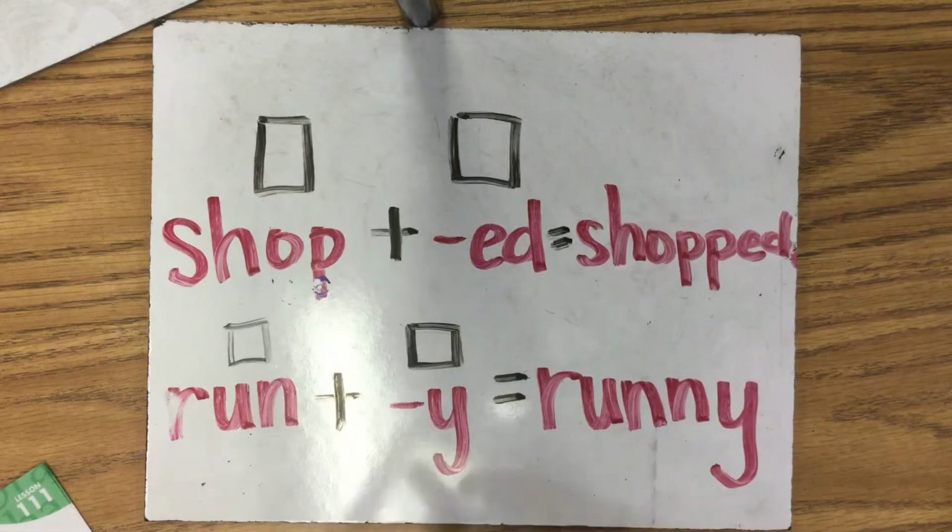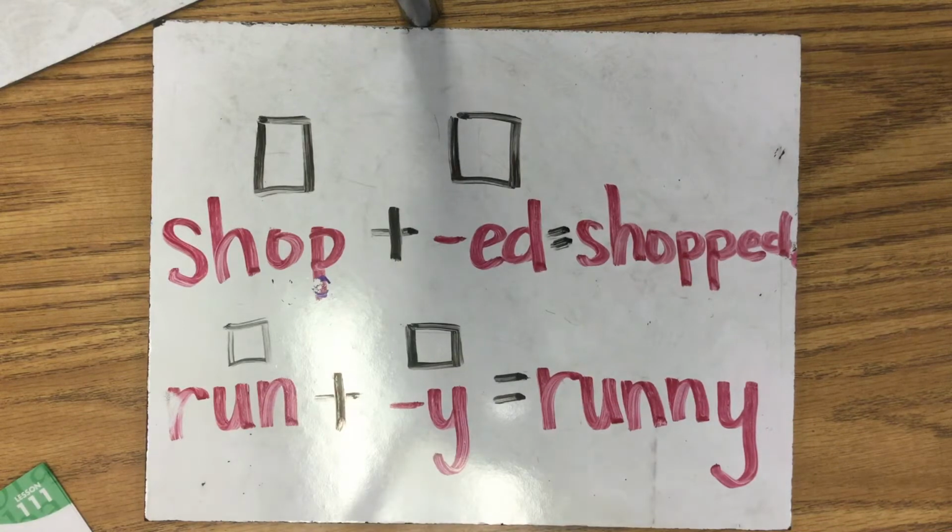Let's look at our second word. Run plus suffix y turns to runny. Do you notice anything that's changed in our new word from run to runny? You should see that that last consonant was doubled again. This is the doubling rule.